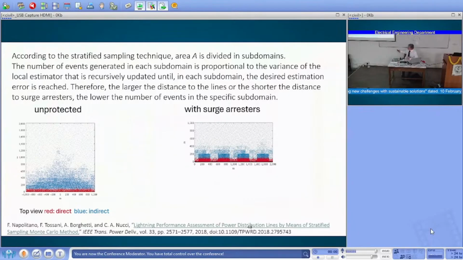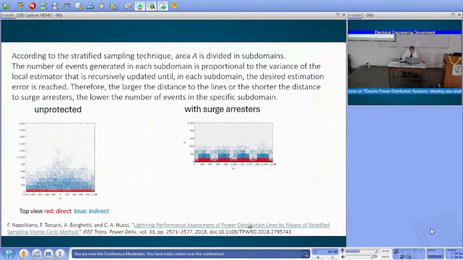This is also shown in this figure, in which we also have the surge arrester. There is a line in which periodically, on some poles, a surge arrester is installed. So you see the stratified technique places few events near the surge arrester. We are not considering many events here because these events are not so important: since they are near where the surge arrester is installed, they cannot create an important overvoltage in the line.